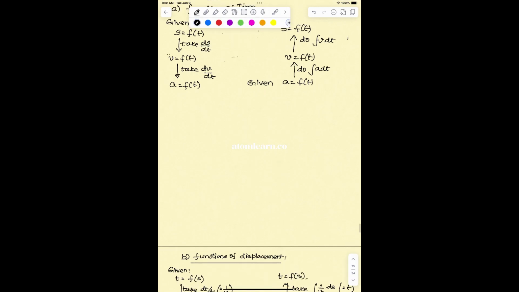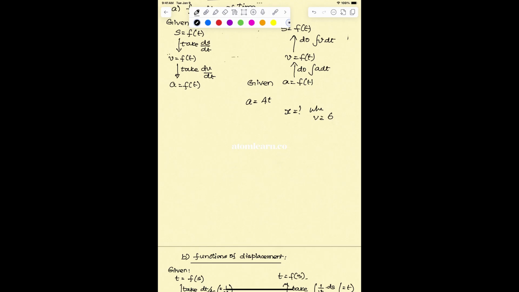Now supposing, for example, you are given a problem like this: your particle is performing straight line motion such that acceleration is given by 4t. That means it's a time varying acceleration. Then the question may be asked, what is the displacement x? As I said, displacement symbol can be s or x, both are the same. Now they are asking what is x when velocity equals 6 units.